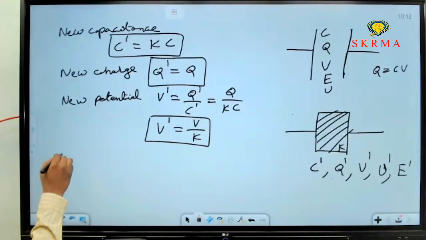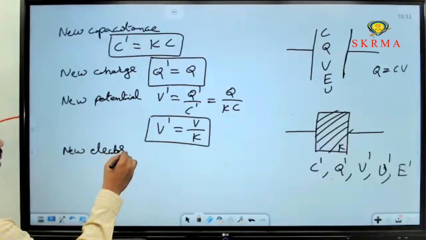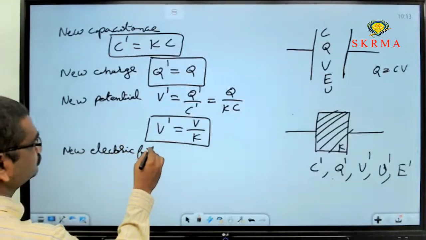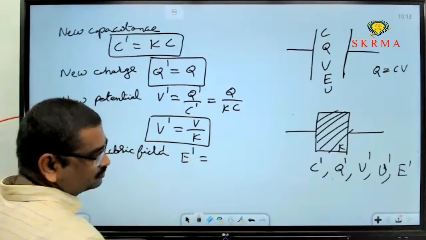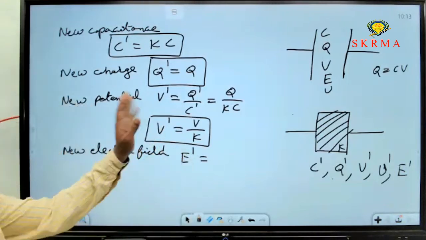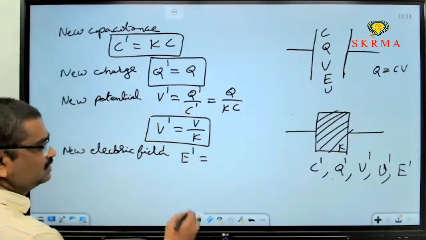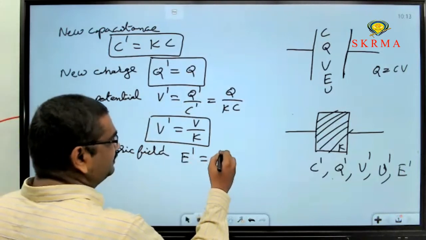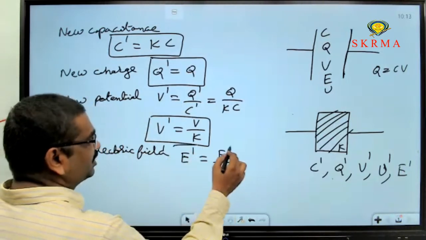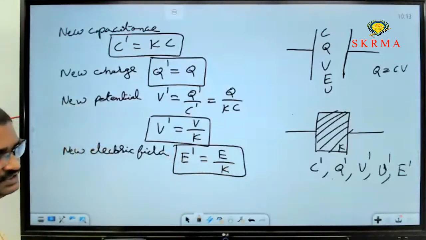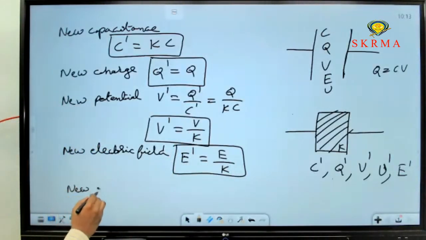Next, new electric field. New electric field E dash equal to, this is directly proportional to potential only. Electric field is directly proportional to potential. So the new electric field is also the same as the potential, E by K, like potential only. Next, energy stored, new energy stored.